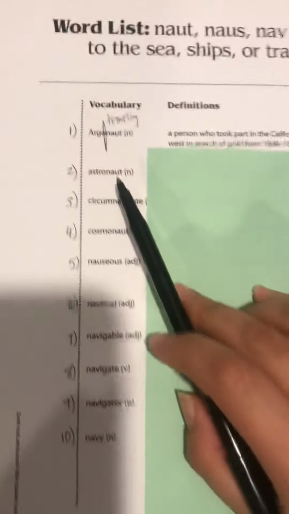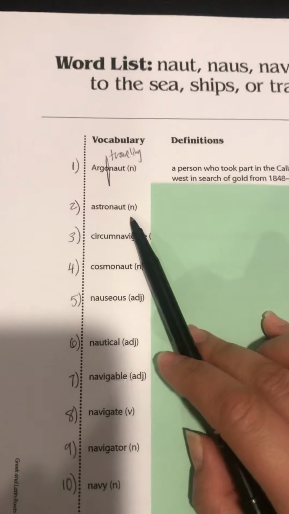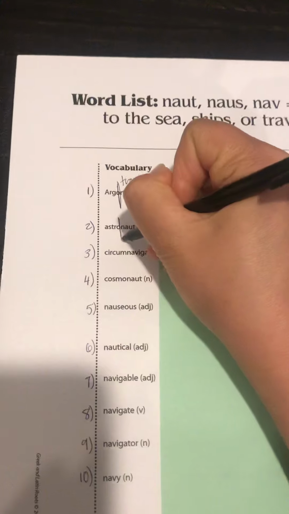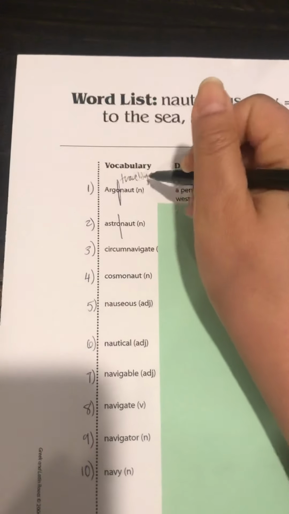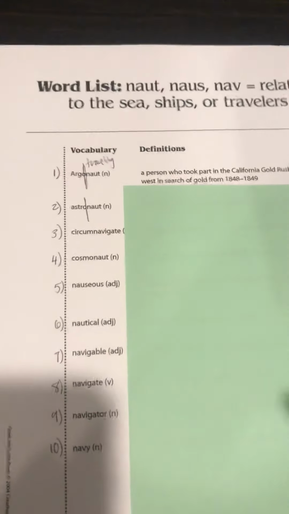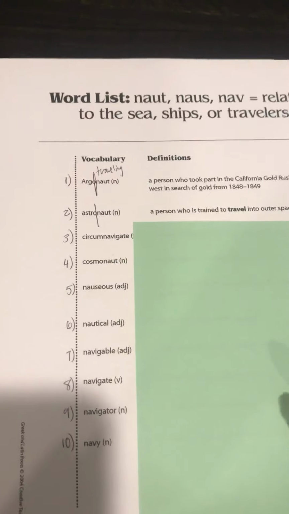Word number 2 is a familiar word. It is astronaut. Astronaut, and it is a noun. Let's go ahead and divide the word where we would. And here we have naut. Maybe let's see how this word that we already know, most of us, is related to traveling ships or travelers. Let's check it out. Astronaut.